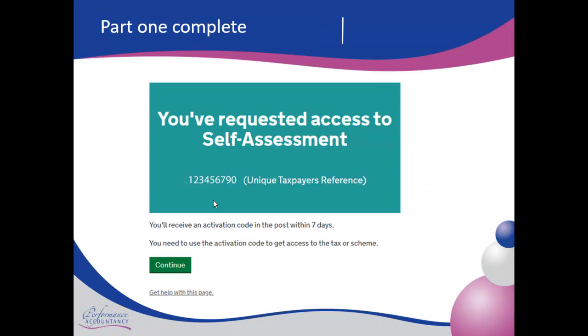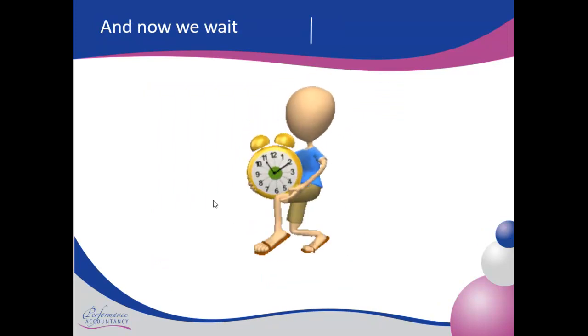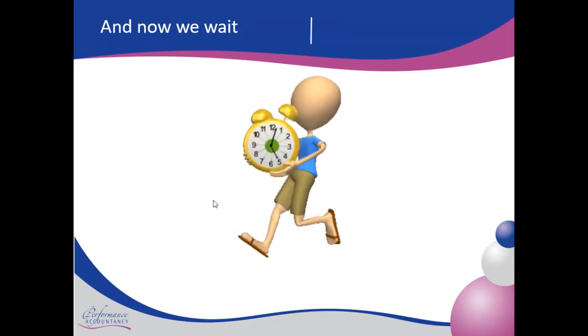And then it will just tell you, okay, you've requested your access and we are going to post an activation code to you. It says within 7 days. You won't get it within 7 days. We normally tell people expect it within 10 to 14 days. Okay? So, you wait. You sit around and you wait.